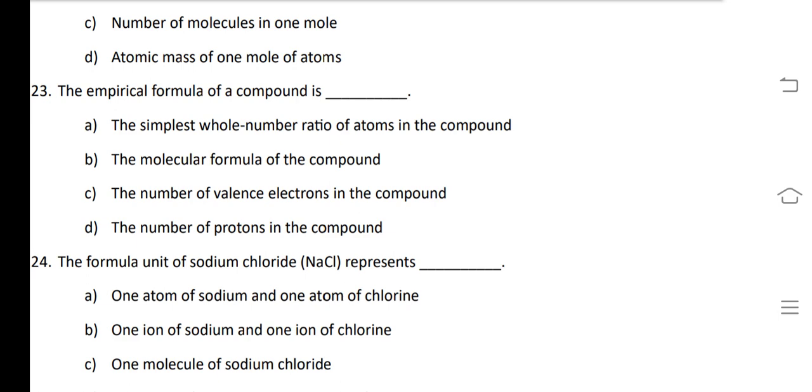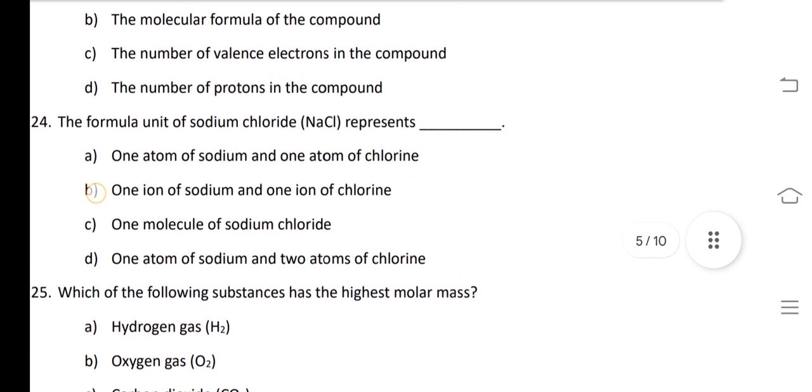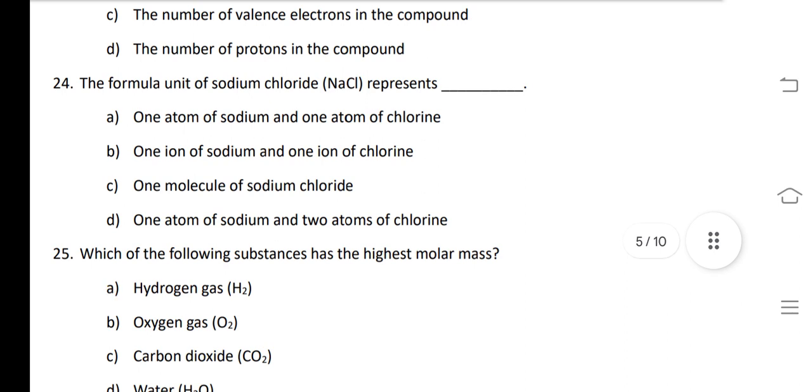Our next question, the empirical formula of a compound is the simplest whole number ratio of atoms in the compound. Question 24. The formula unit of sodium chloride, NaCl, represents 1 atom of sodium and 1 atom of chlorine.